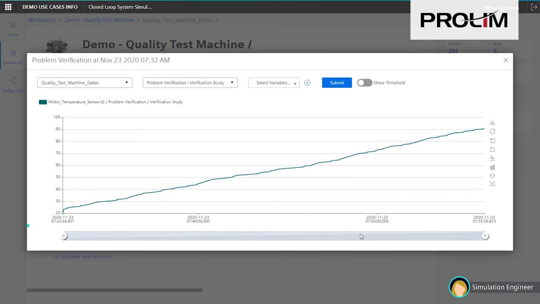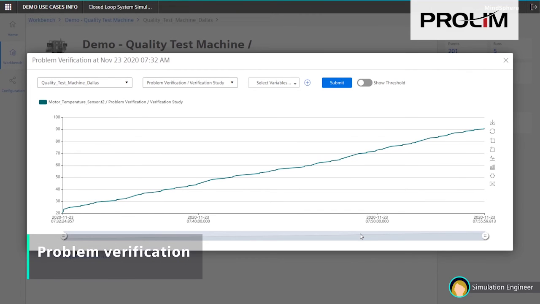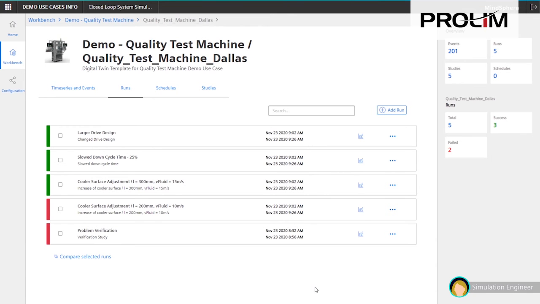First, she analyzes the problem verification run and sees that the temperature rises throughout the production cycle beyond 90 degrees Celsius. For the cooler surface adjustment, she can ignore the first configuration because it went beyond the 70 degrees. It is more interesting for her to compare the slower lifting with the cooler surface adjustment. She selects both runs and opens the comparison.